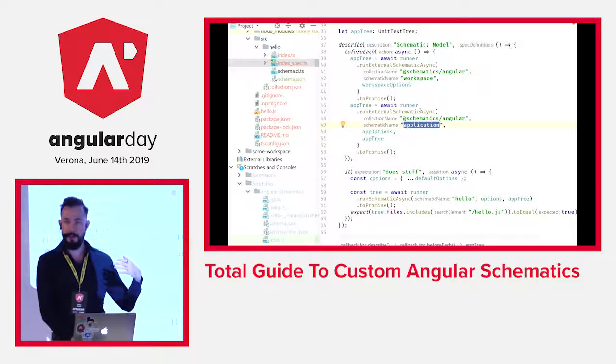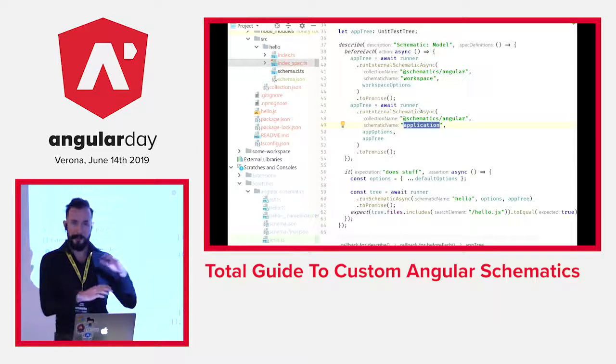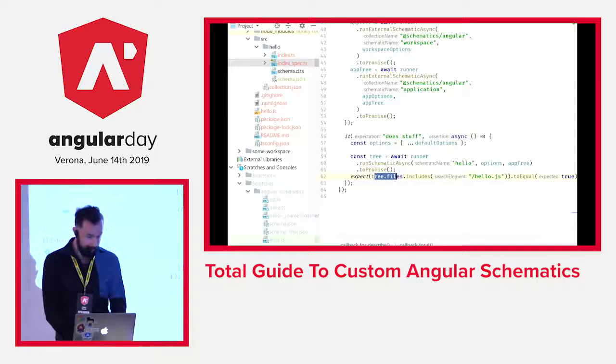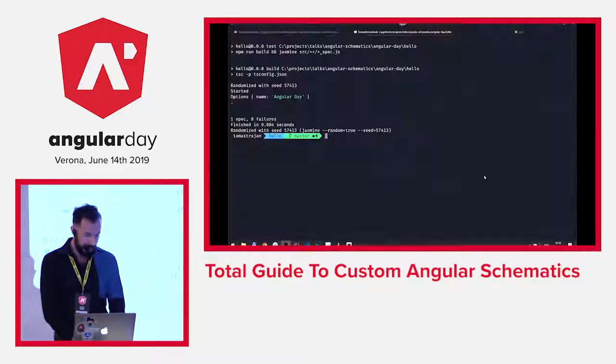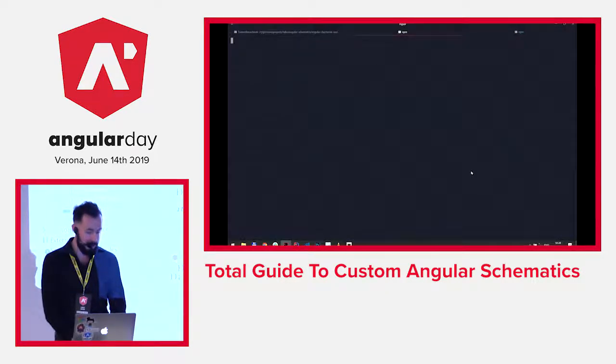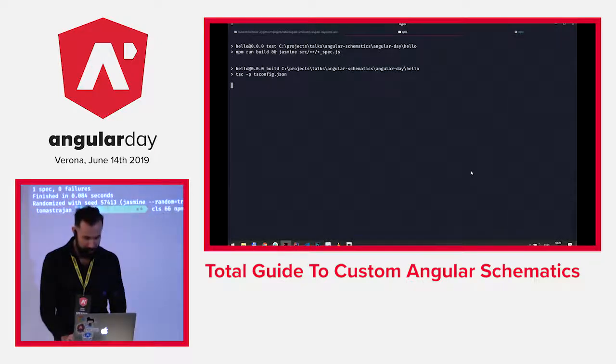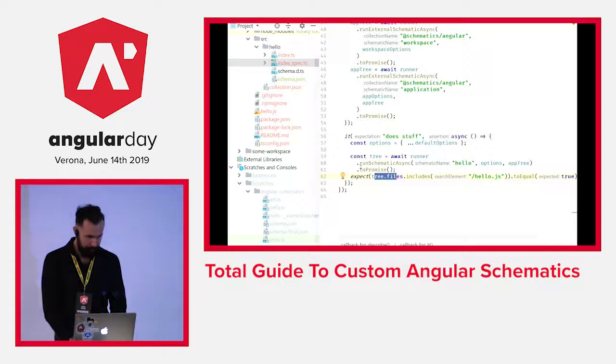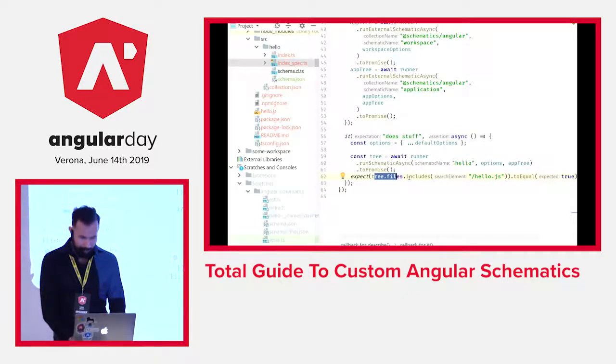So before every test, basically we recreate the whole Angular CLI setup in sub-second speeds, and then we can actually do the test. And here we're just checking if the tree of files contains the file which we generated. So let's try this out. And this should pass again. Cool.